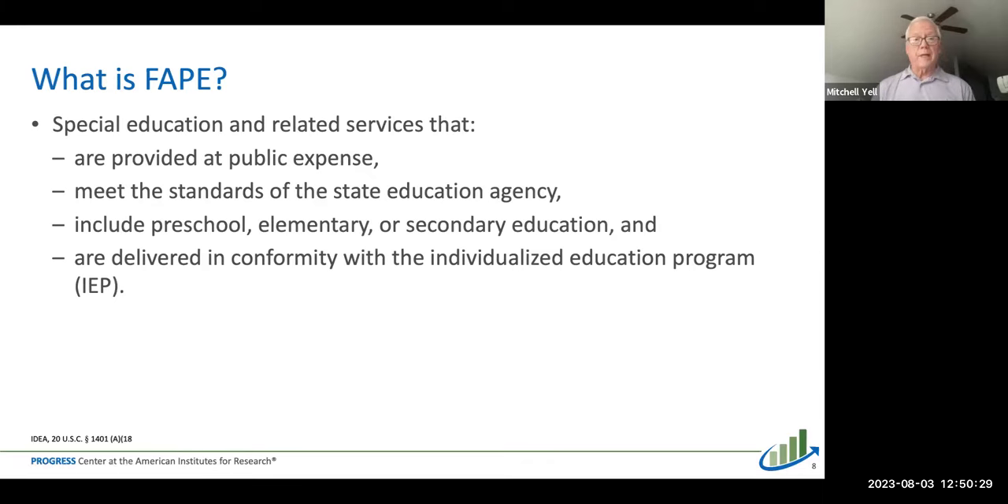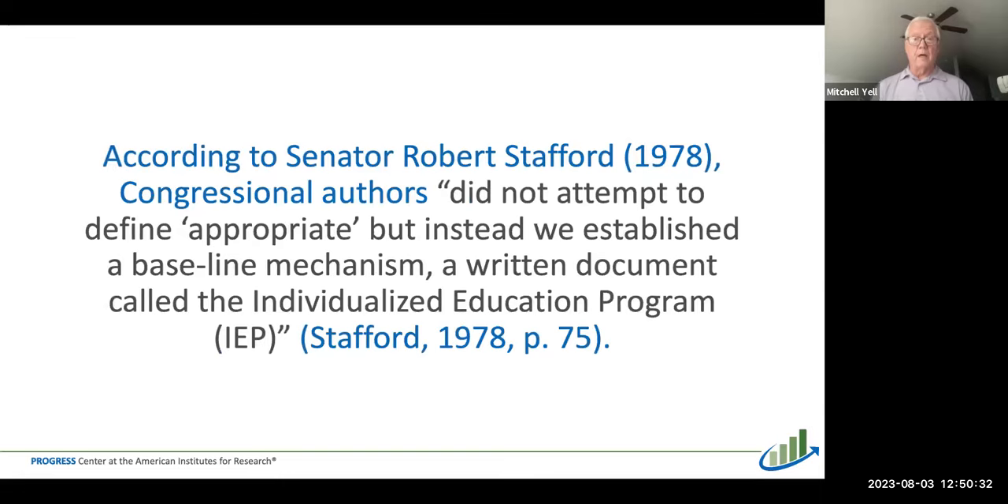Now, the IEP thus really becomes the real touchstone of what a FAPE is, because you develop that. You and the child's parents develop that together. Now, as you'll notice, the law doesn't really say what appropriate is, and there was a reason for that. Senator Robert Stafford, a senator from Vermont and co-sponsor of the original law, said in Congress in 1978, we did not even attempt to define appropriate, but instead we established this baseline mechanism, the IEP. So the IEP is the blueprint of a FAPE for any given child in special education.